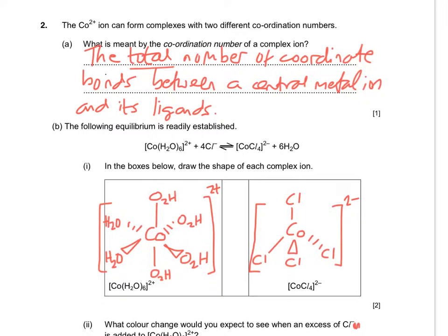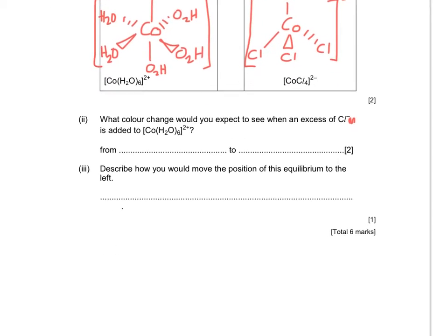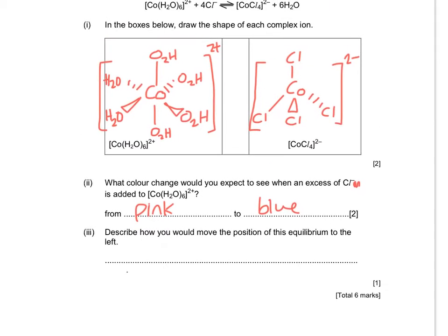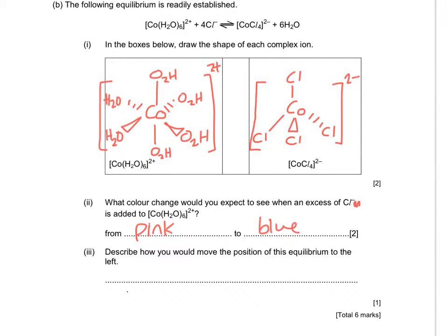So let's bring the page down again. Now they want the colour change, and we did mention this in passing, as pink to blue. And it says describe how you would move the position of this equilibrium to the left. So let's look at the equilibrium again. If we want it to go to the left, looking at the equation up at the top of the screen, we want it to go in that direction. So it would obviously be to add more water.